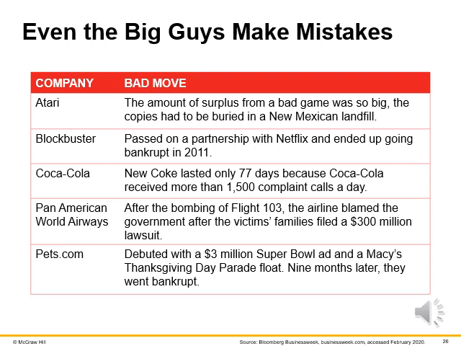Another one is Atari. Atari was like a gaming system similar to maybe Xbox, but it was one of the very first gaming systems back in the 80s. The mistake they made is the amount of surplus from a bad game was so big that copies had to be buried in a New Mexican landfill. That's pretty crazy. So just a couple examples of making big mistakes.